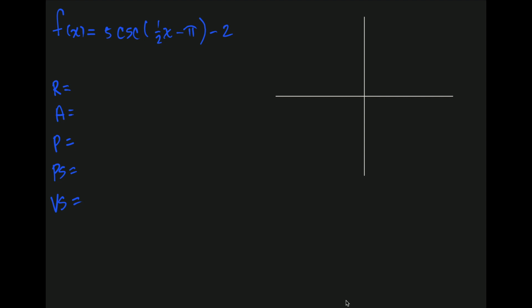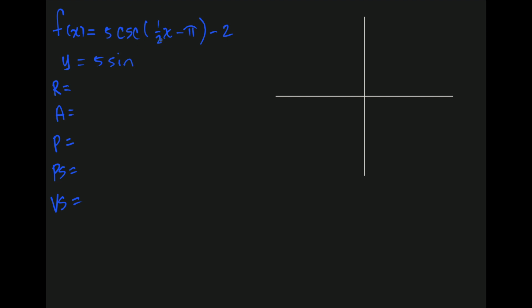Hey folks, let's graph a cosecant transformation. First thing we'll do is find the guide function. The guide function is just found by replacing cosecant with its reciprocal. So the guide function will be y equals 5 sine.